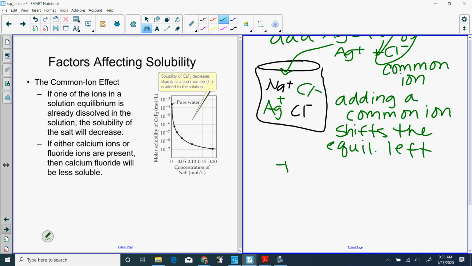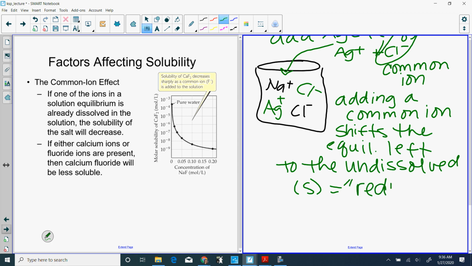To the undissolved side. The left is the solid side. It's the powder side. It's the dry side. If we shift it to the powder side, it is undissolved. Remember, dissolved and solubility are the same thing. We're reducing solubility. So adding a common ion is going to shift it left, which always reduces solubility.